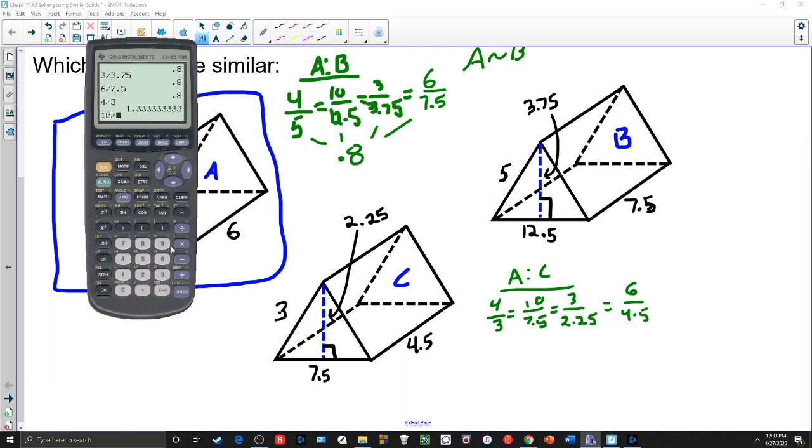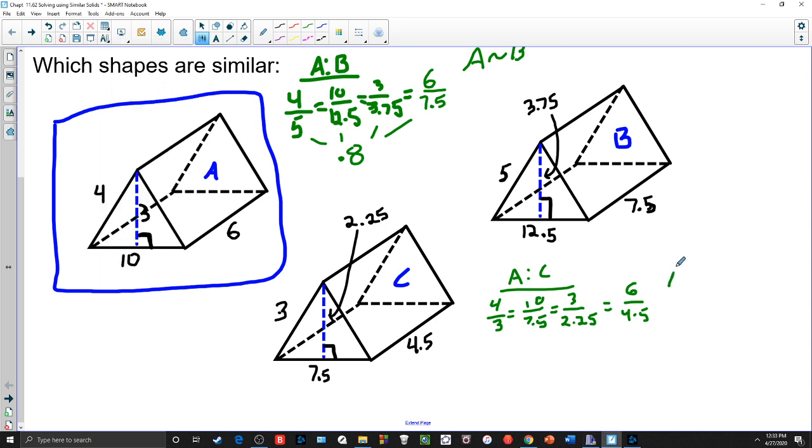Okay. 10 divided by 7.5. Good so far. 3 divided by 2.25. Good so far. 6 divided by 4.5. Good so far. So yeah, these would also be similar. So everything here is 1.3 repeating.